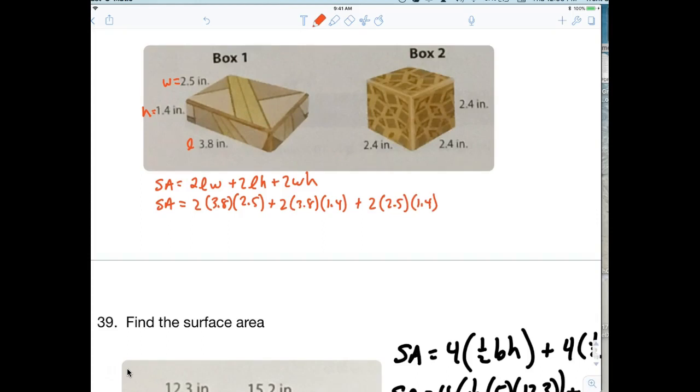Anybody figure that out from yesterday? Thank you, Ben. Anybody else get 36.6 square inches? Perfect. Thank you.